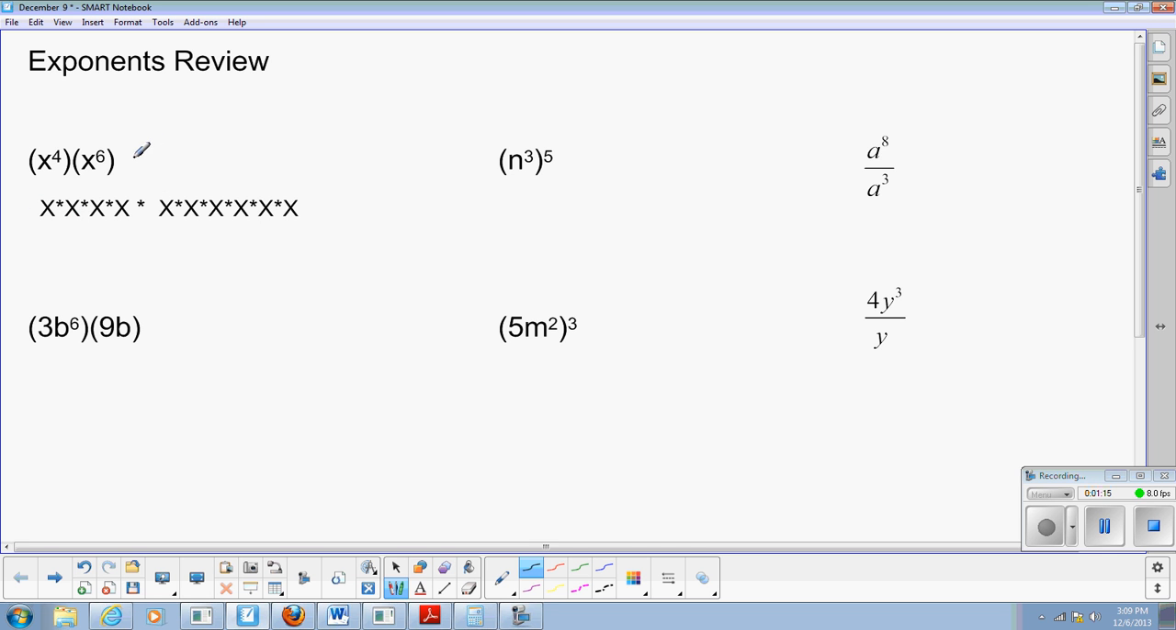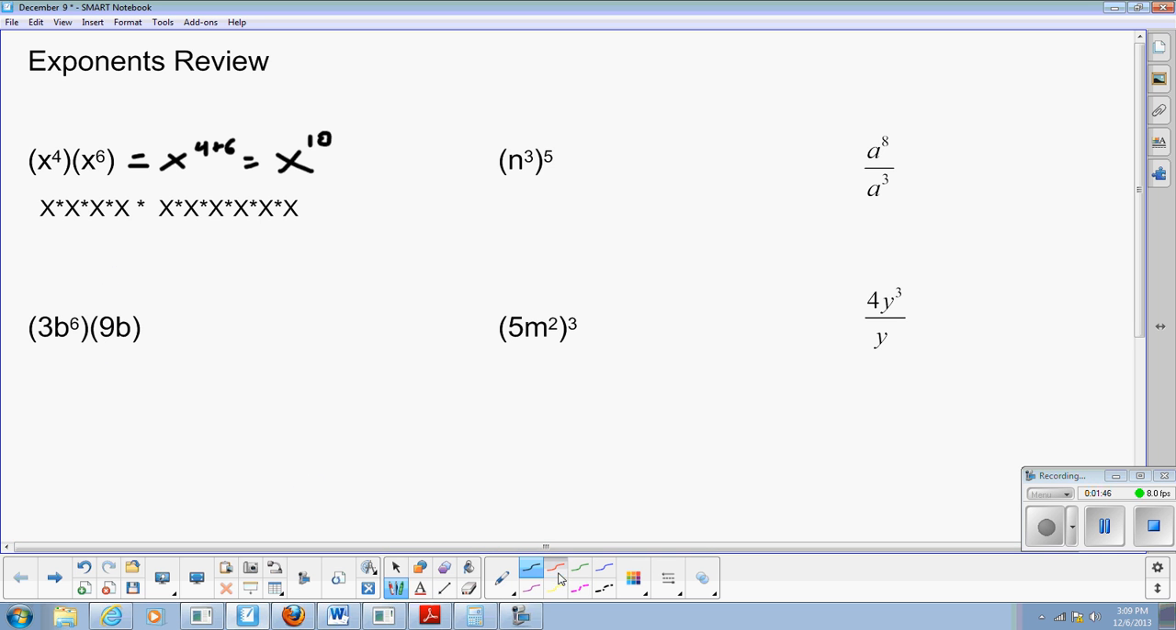Well, we discussed that actually we can use a shortcut with this. I can write it out the long way and count them, or I can say that the answer to this is equal to x to the 4 plus 6, so we add the exponents. So the actual answer to this is x to the 10th. So we can add our exponents when we are multiplying numbers that have the same base.